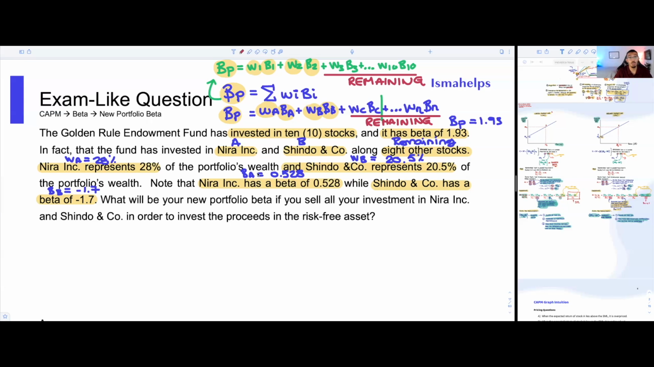However, let's move towards the mission of this question. What do we actually need to do to solve this problem? So in this question, they tell you what will be your new portfolio beta. All right, so what will be your new portfolio beta if you sell all of your investment in Nero Inc. and in Shindo and Company, and once you do that, you invest the proceeds in the risk-free asset? So in other words, all of our money that was invested in Nero Inc. and Shindo and Company, we're going to place all of that money into the risk-free asset.